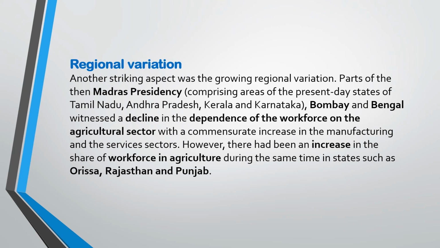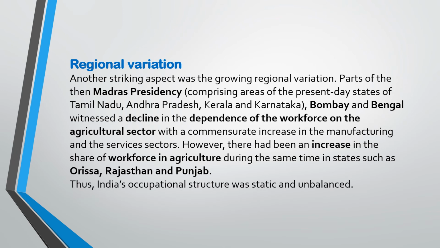Now the question is, which part was called Madras Presidency during that time? Tamil Nadu, Andhra Pradesh, Kerala, and Karnataka together were called Madras Presidency. Clear? But you can see the workforce dependent on agriculture was increasing during that time in Odisha, Rajasthan and Punjab. So this is the regional variation.